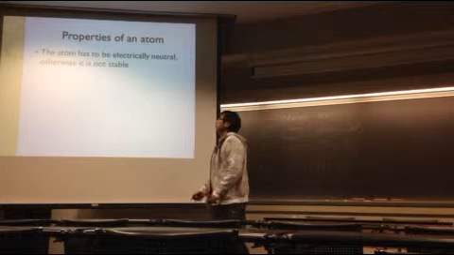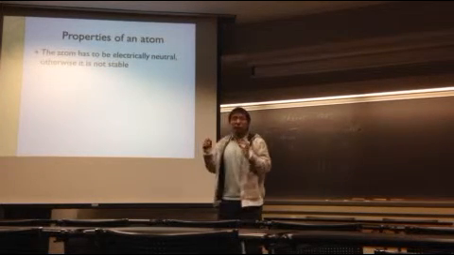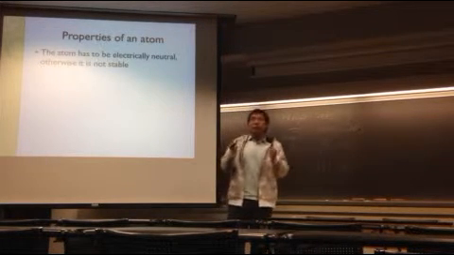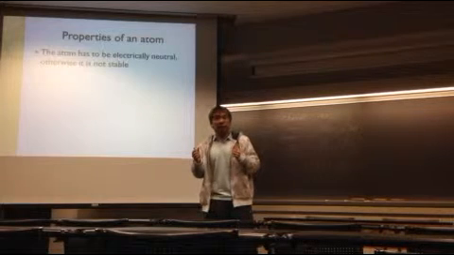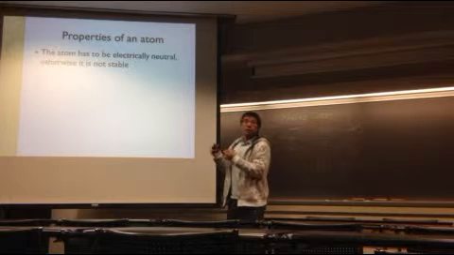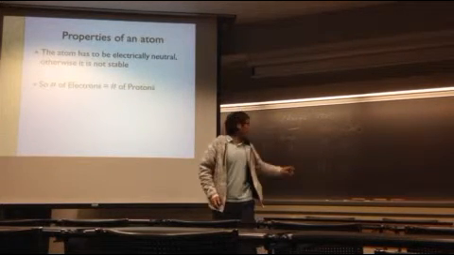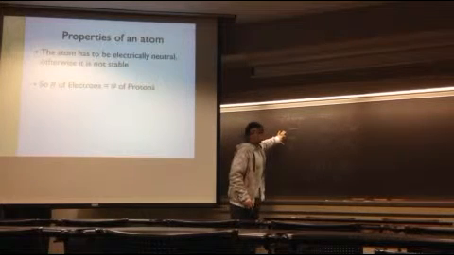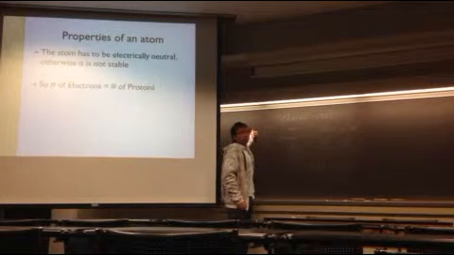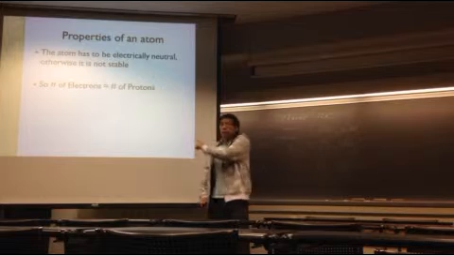Okay? The other thing about the atom is that the atom has to be electrically neutral, otherwise it is not stable, right? Because you know that the same kind of charge tends to repel each other, and opposite charges attract each other. If the atom has a net charge, it will not be stable. So to hold it stable, as you can see from the electric charge here, inside an atom, the number of electrons and number of protons must be exactly the same. Otherwise, this atom will not be stable.